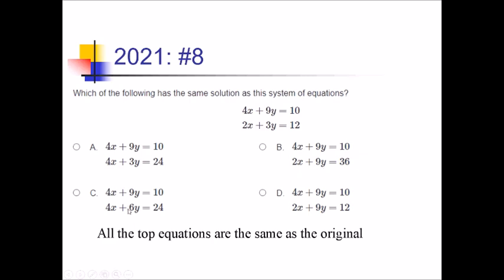With choice C, we got 4x from 2x, we got 3y turning into 6y, so that's also times 2, and then 12 to 24, that's also times 2. So our bottom equation in choice C was the original equation multiplied by 2. So choice C so far looks like it's equivalent. Let's just take a look at choice D to be on the safe side. Here we have a 2x and a 12, which is the same, but this 9y is different. So we couldn't get choice D by multiplying this bottom equation by anything. So we can confidently go with choice C.